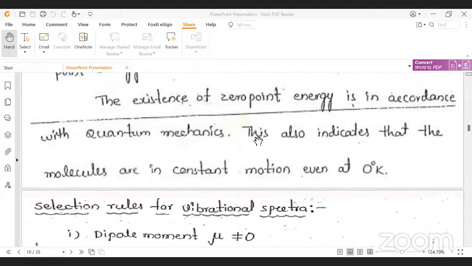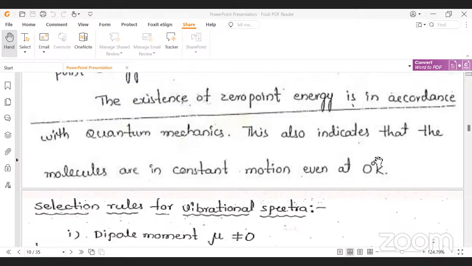The existence of the zero point energy is in accordance with quantum mechanics. This also indicates that the molecules are in constant motion even at 0 kelvins. Even at 0 kelvins, the atoms of the sample have some energy. That energy is called the zero point energy.